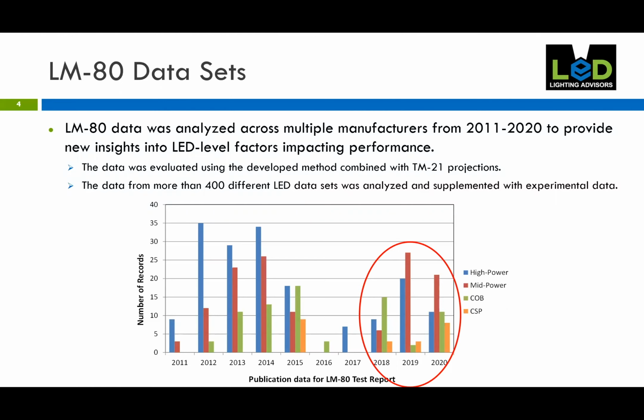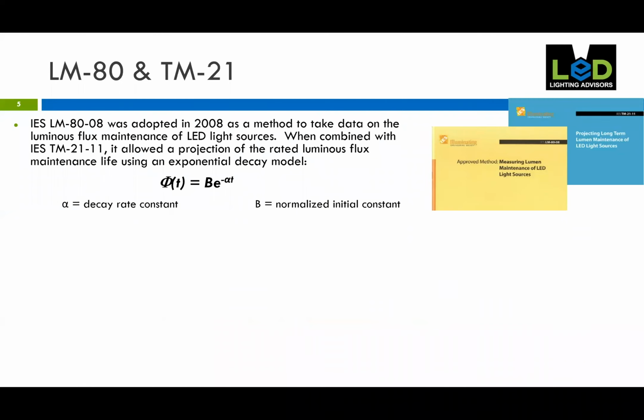So just briefly, about LM80 and what it is. In 2008, a method for measuring the lumen maintenance of LEDs, LM-80-08, was established by the IES to provide a consistent way to compare LED long-term behavior. This was combined with a projection methodology, TM-21, to project the lumen maintenance behavior from the LM80 data using an exponential decay model, as seen here.